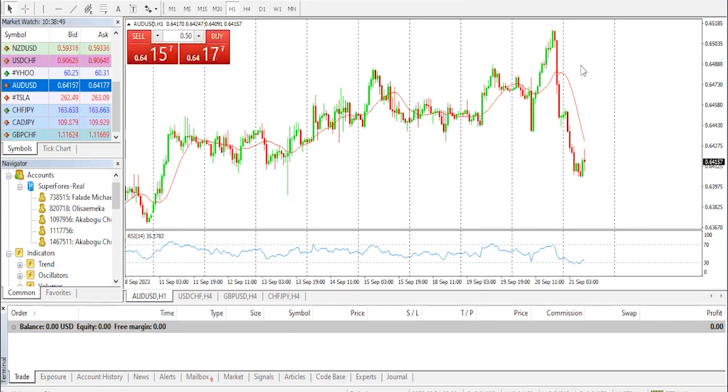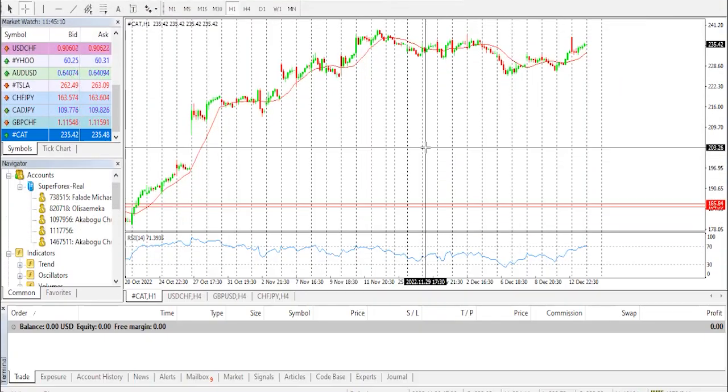Now let's move over to the stock markets. Hello, welcome back, guys. And on today's stock market, we'll be having a look at Caterpillar. And how is the market feeling about Caterpillar so far?